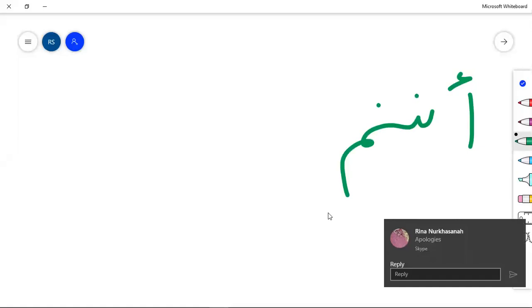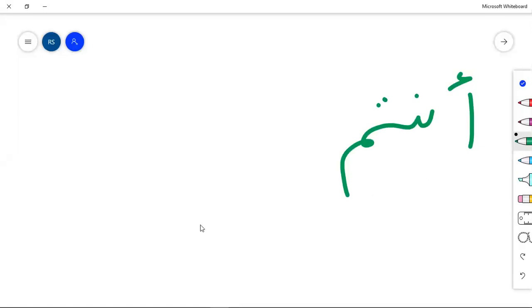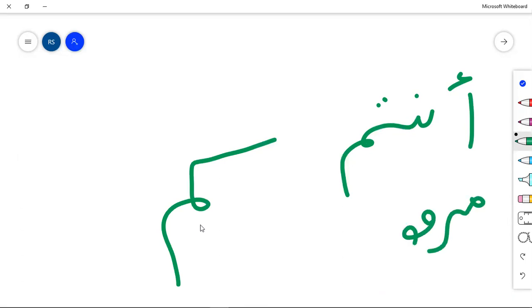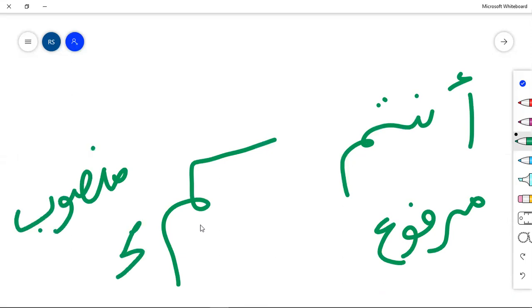And it's majrur, and the mansub form is kum. This is marfu, and this is the mansub and majrur form.